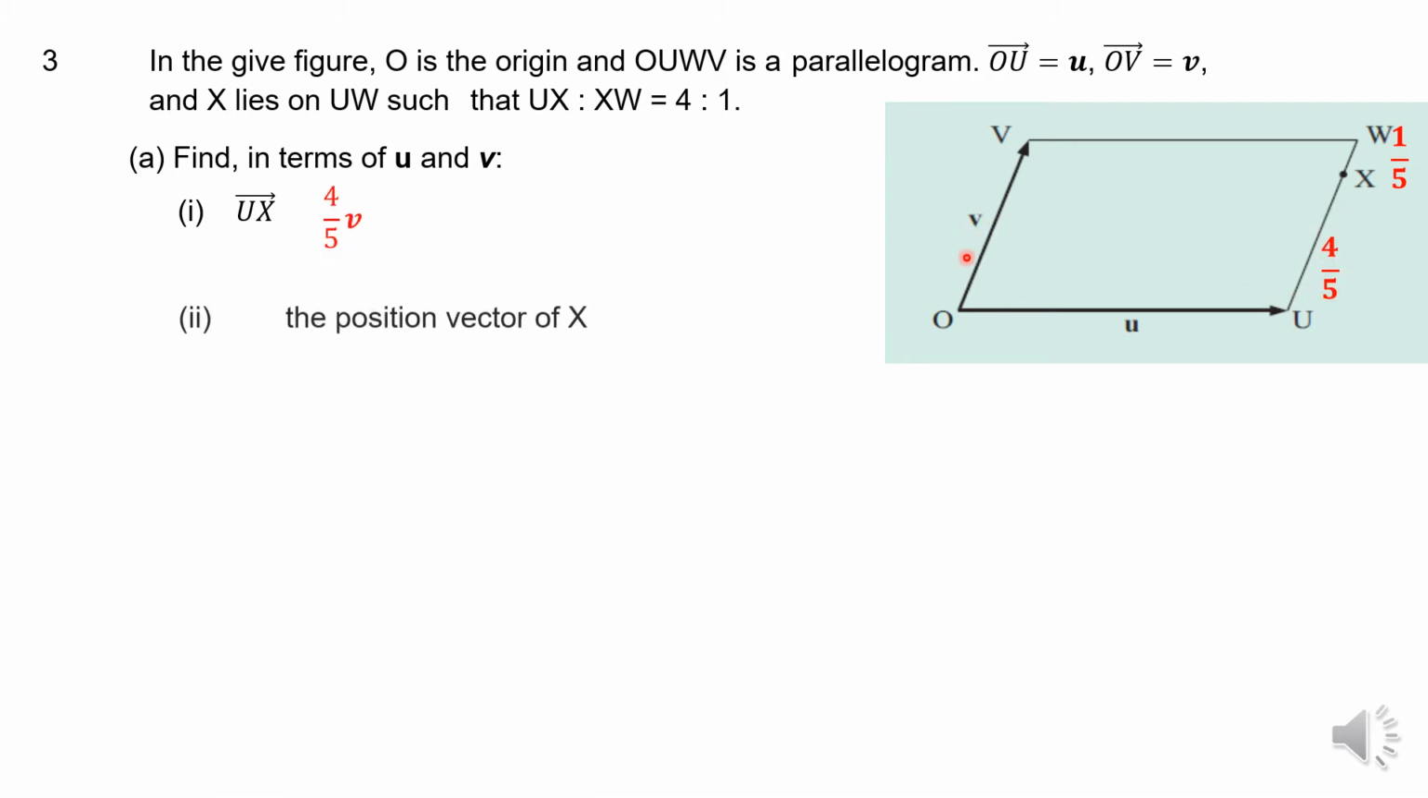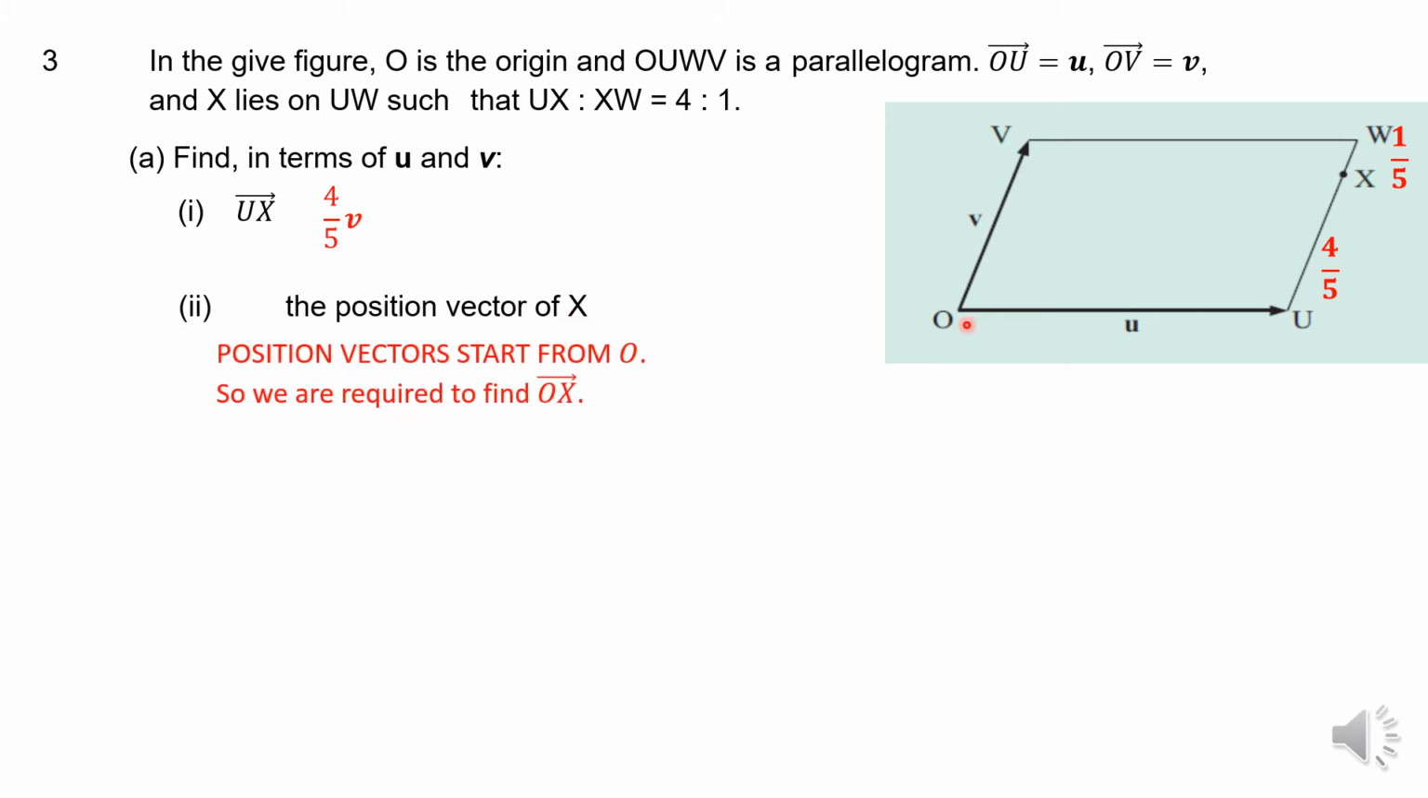Then, here we go again, the position vector of X. I'll bring in my line starting from the origin. That is what they want us to find. Again, it's up to you: how do you go from O to X? You can go OU plus UX. We already know what UX is, and we know what OU is. For me, that will be the easier and more straightforward route to take.